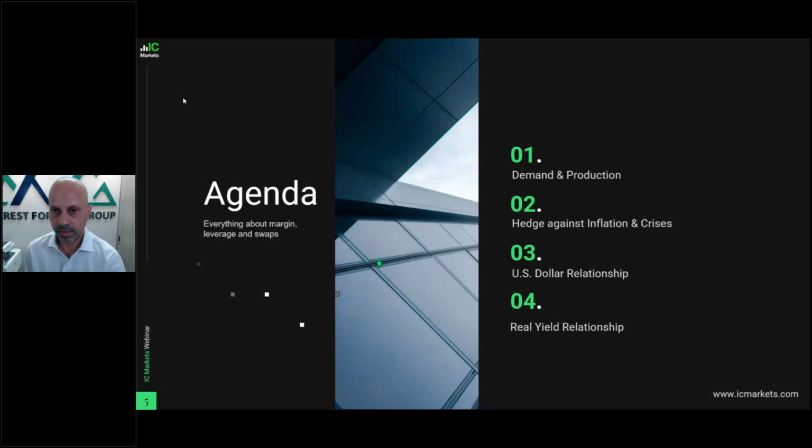Here is the agenda for today. We'll start by looking at some background about gold in terms of demand and production. Then we'll see how effective gold serves as a hedge against inflation and potential crisis events or recessions. We'll also look at the relationship it has with the US dollar, and the relationship that gold has with real yields.